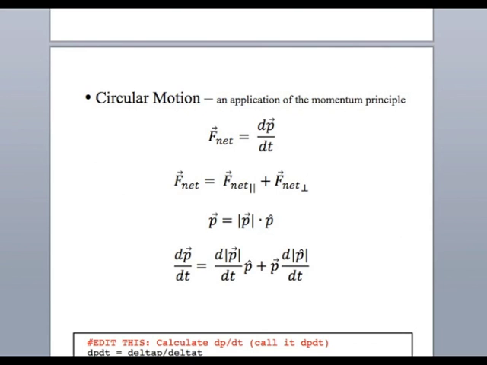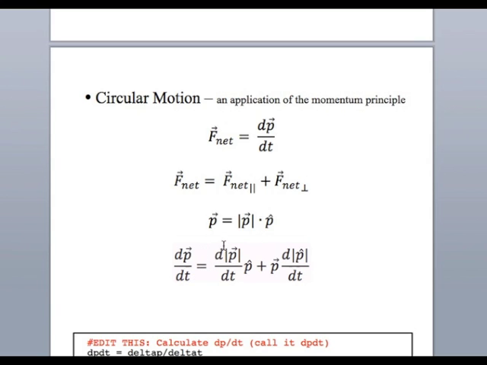The next fundamental principle is circular motion, which is simply an application of the momentum principle. Using the net force of the system, we can break the force down into multiple components. The parallel component that determines the rate of change of speed of the system, and the perpendicular component that affects the rate of change of direction. This is equated with the form using change in momentum.